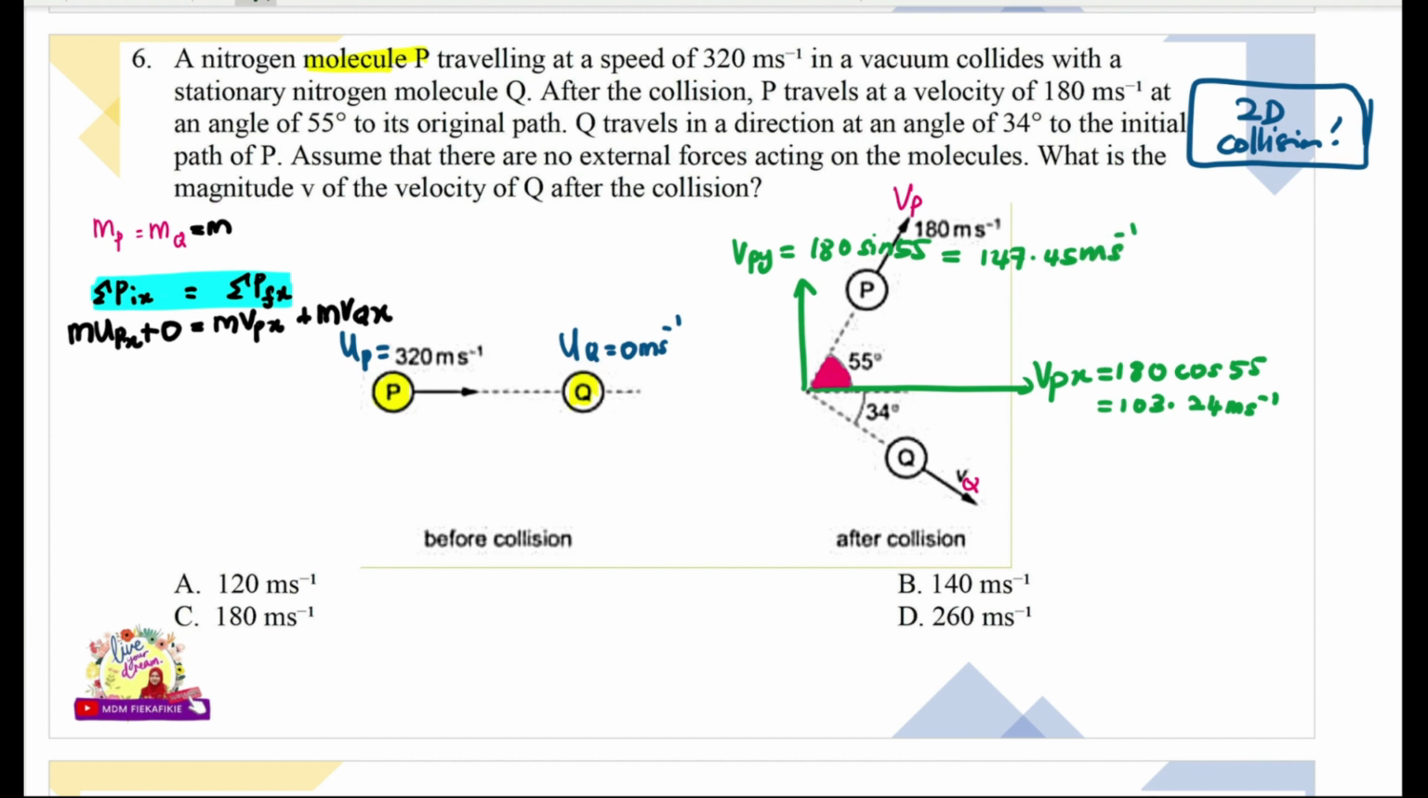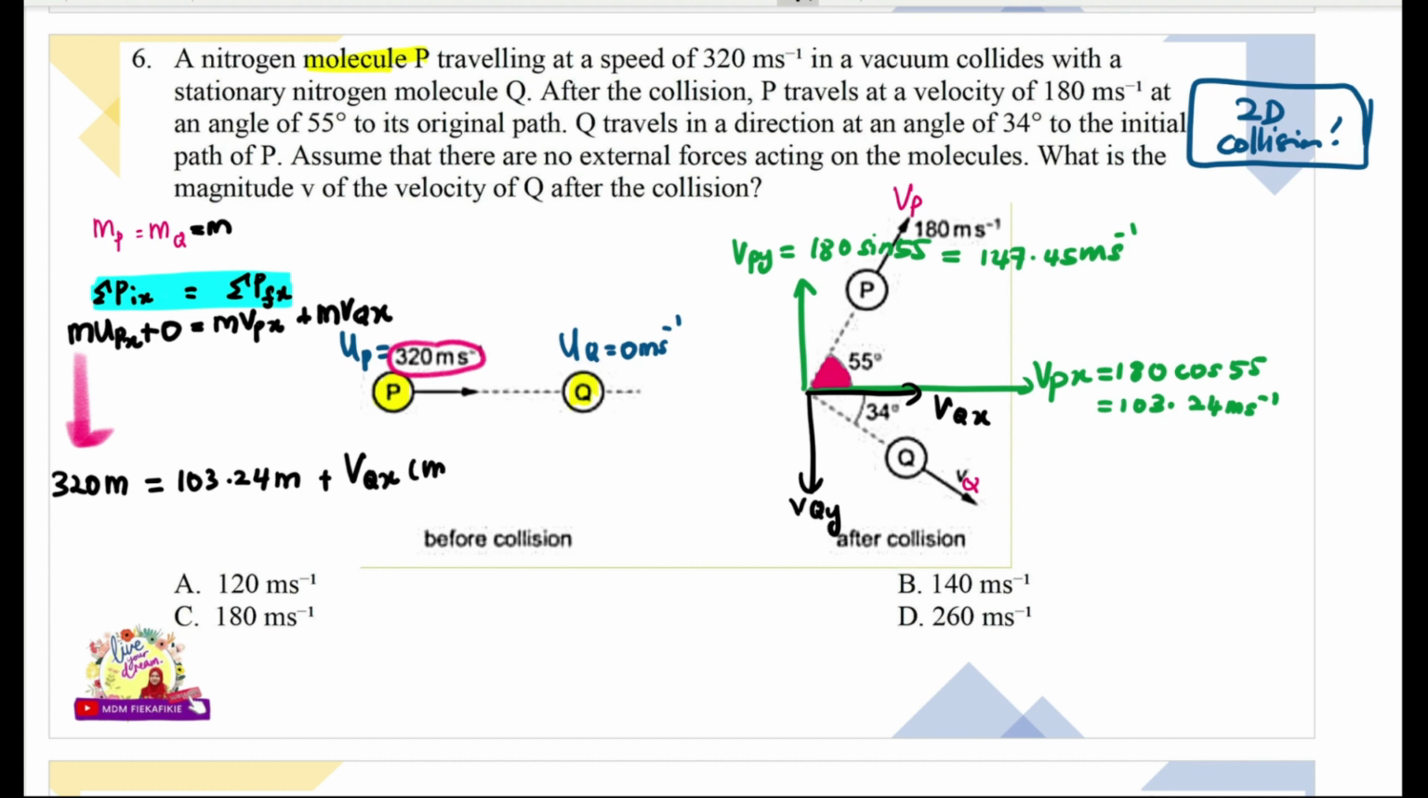Tapi untuk Q, kita boleh resolve tapi kita tak ada nilai. So let's say we resolve for VQX and this is VQY. Okay. Kita biarkan je lah sebab kita tak tahu nilai dia berapa. Boleh? So kita boleh masukkan sekarang. Okay. Dekat dalam equation X tadi. Okay. UPX is equal to 320. Okay. Saya tak muat saya tulis kat bawah sini. So akan jadi 320. Okay. Darab dengan M. Equal to VPX saya dah kira tadi 103.24 M plus VQX saya tak tahu berapa. So saya tak boleh nak kira. Saya hanya perlu letak saja VQX times M. Okay.